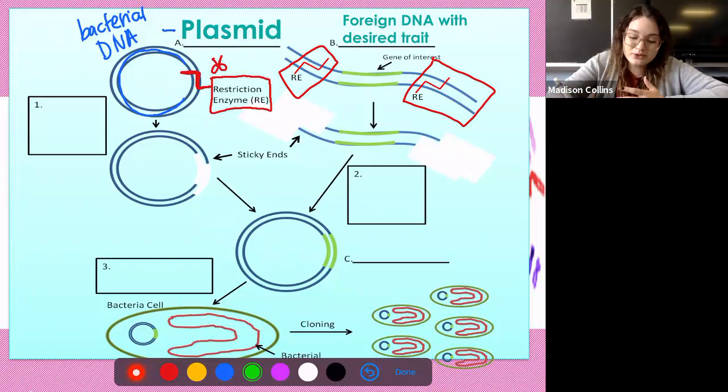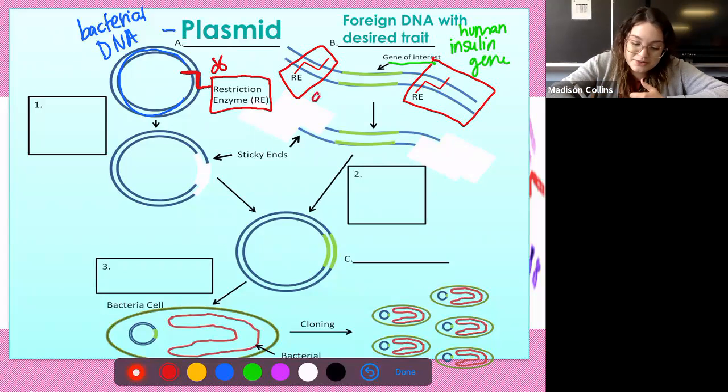So in this example, we can say that that gene of interest is an insulin gene, specifically a human insulin gene. So we're going to use our restriction enzymes, we're going to use our scissors, and we're going to cut out that insulin gene. But then what's our next step? We want to combine those two things, right? But I don't think they're just going to stick together on their own.